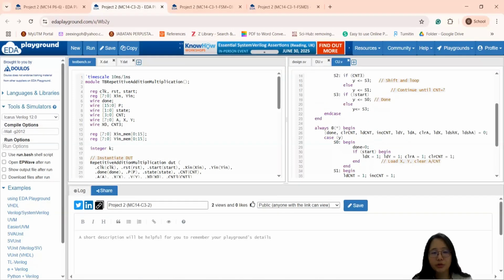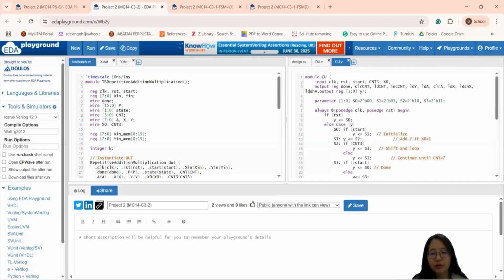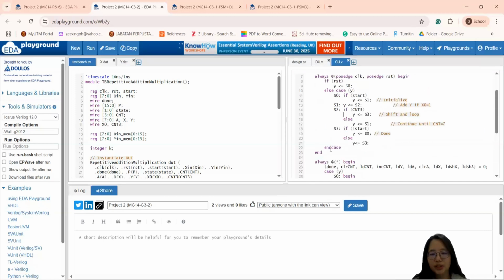Next, we will proceed to C3-2, which is to perform the multiplier version 3. In the multiplier version 3, at S0, when start equal to 1, I will go to state 1, and when start equal to 0, I will continue at state 0. At S1, I will directly go to S2. At S2, if count equal to 3, I will go to S3, else I will go to S1. At S3, if start equal to 0, I will go to S0, else I will continue at S3.